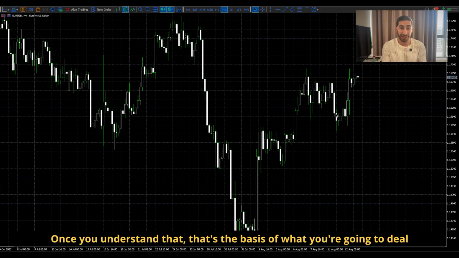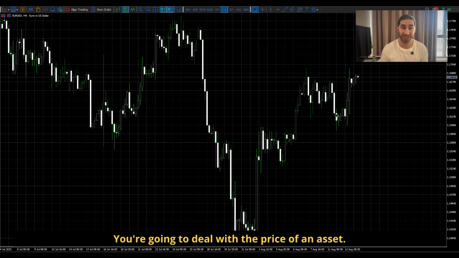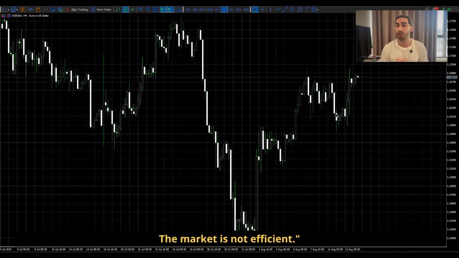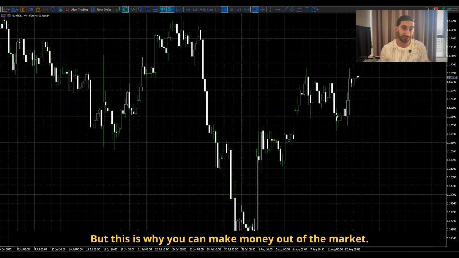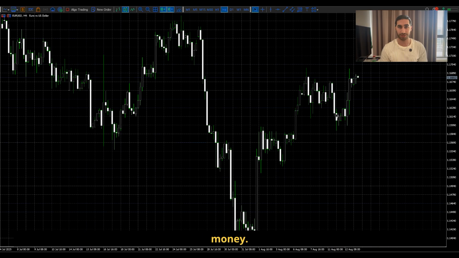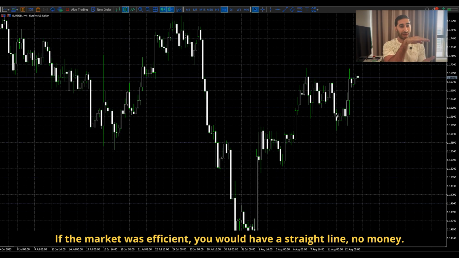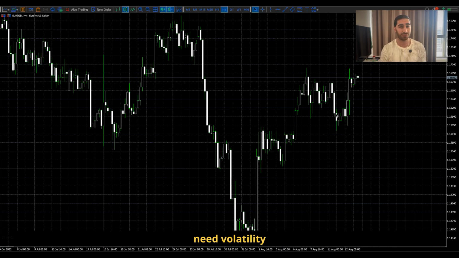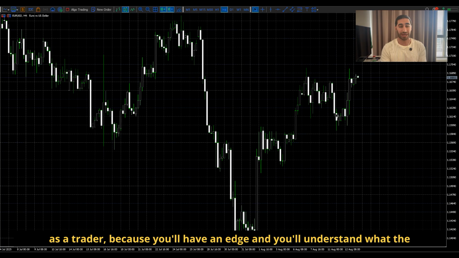Once you understand that, that's the basis of what you're going to deal with. You're going to deal with the price of an asset. You're going to deal with classical economy, knowing that classical economy tells you that the market is efficient. The market is not efficient. But this is why you can make money out of the market. Because the market is inefficient, this is how we as traders make money. If the market was efficient, you would have a straight line, no money.